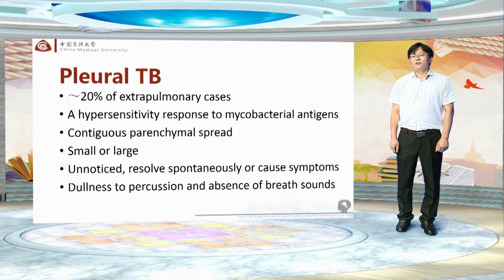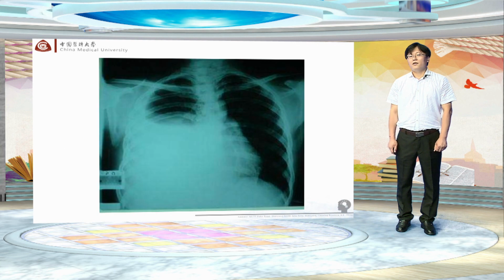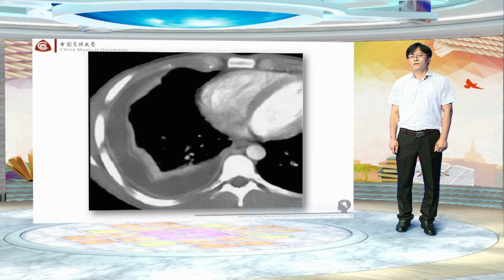On physical examination, usually we can find dullness to percussion or absence of breath sounds. This chest X-ray shows a large amount of pleural effusion on the right side of this patient's thorax. And this CT scan shows encapsulated fluid in the patient's right side thorax, and you can also see the thickening of the patient's pleura.